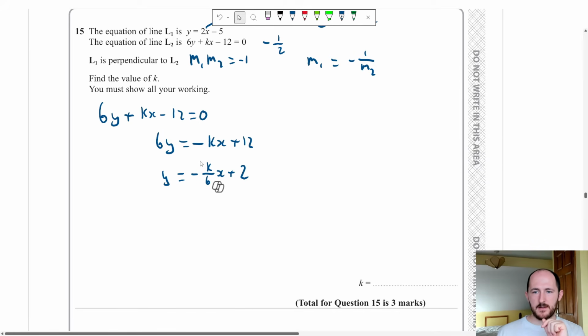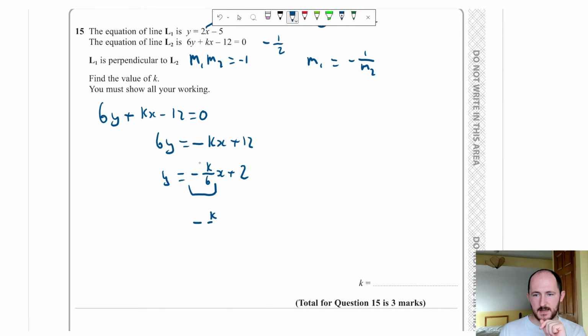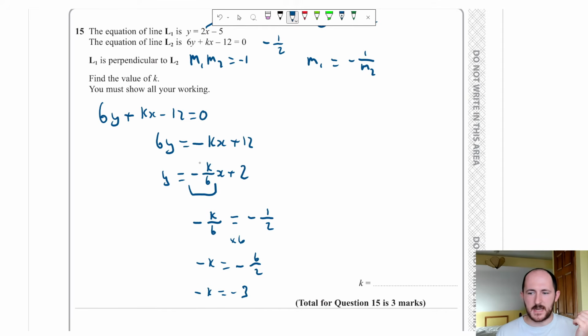So what's the gradient of this line? The gradient of this line is minus k over 6. But we know that it should equal minus a half, right? Now we're just solving the equation. Times both sides by 6. We get minus k equals minus a half of 6 technically, or minus 6 over 2, however you want to work it out. So if minus k is equal to minus 3, that means k is equal to 3. Not too bad. Not too bad.